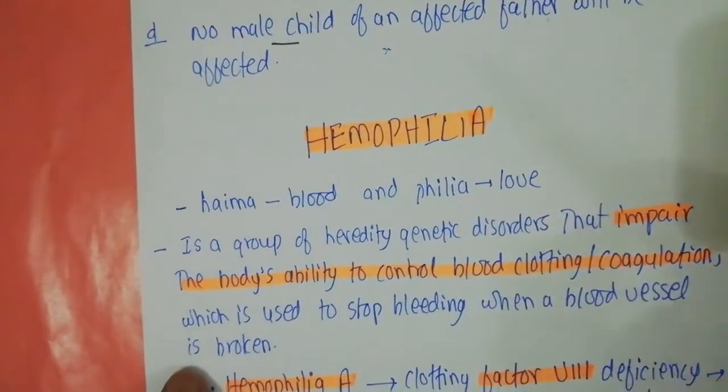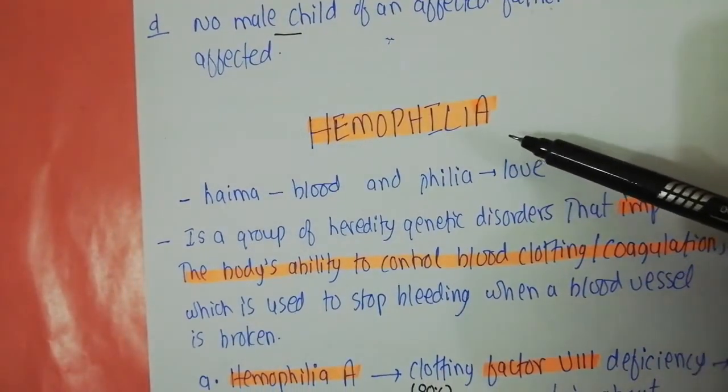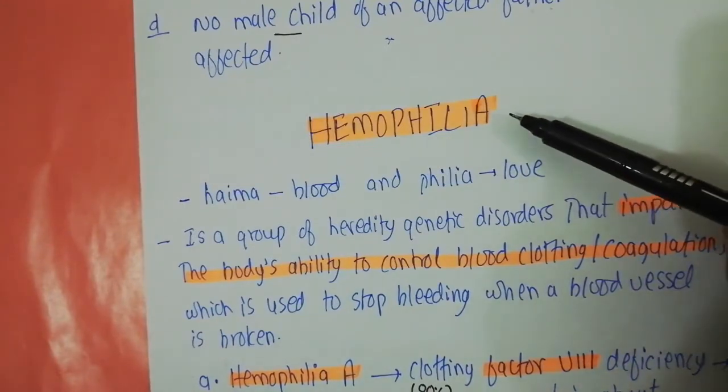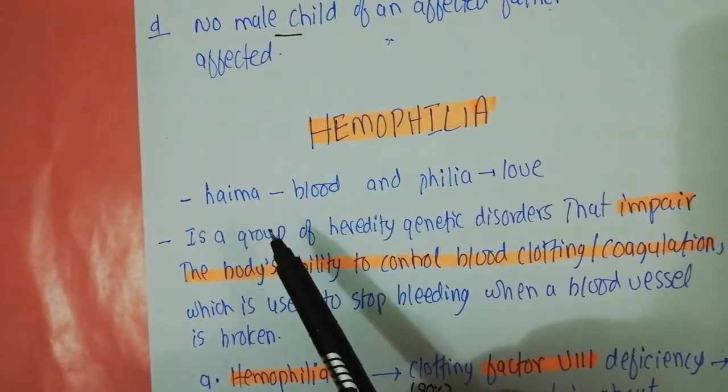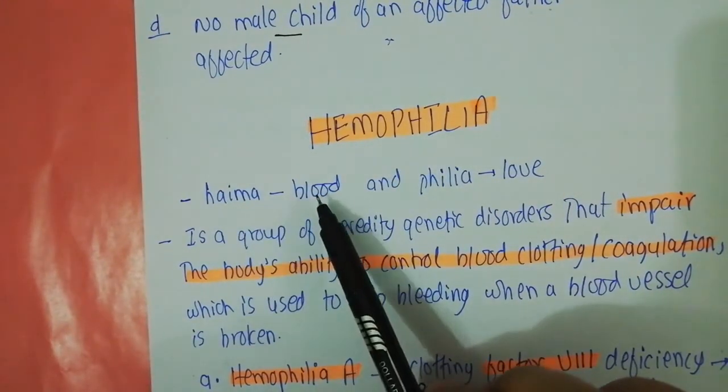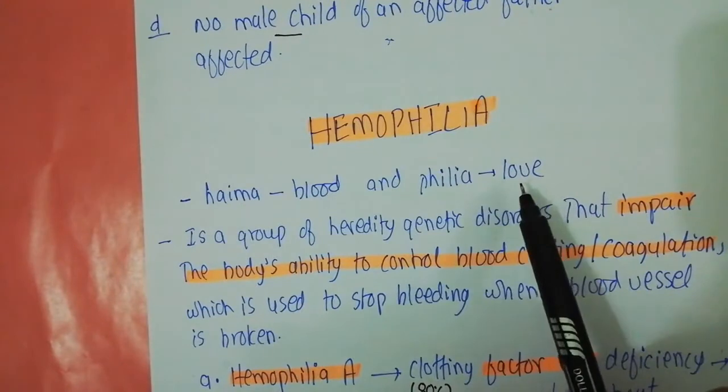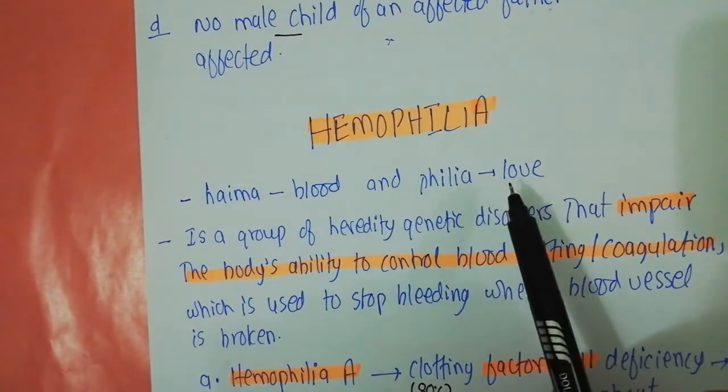We will be taking hemophilia as an example for the X-linked recessive traits. Now what does this hemophilia mean? This hemophilia is made up of two words. Hema means blood and philia means love. This means love for the blood.